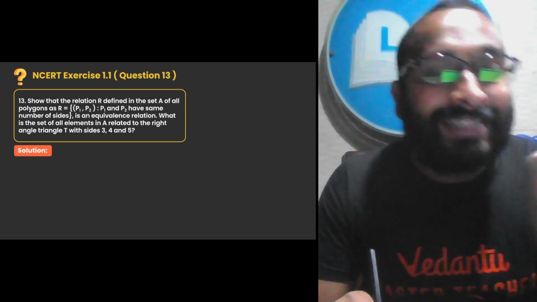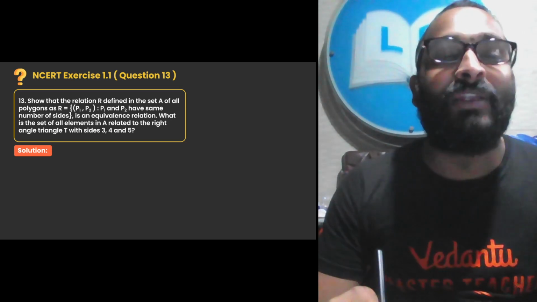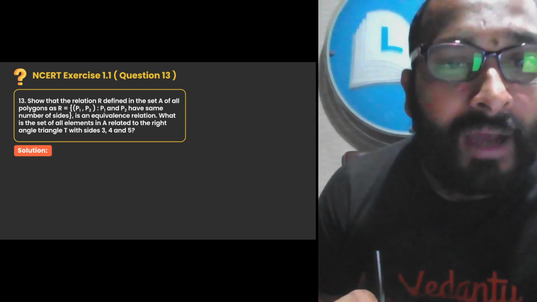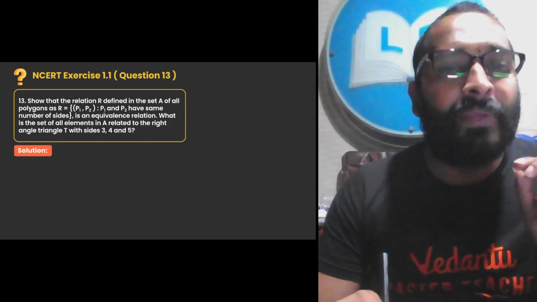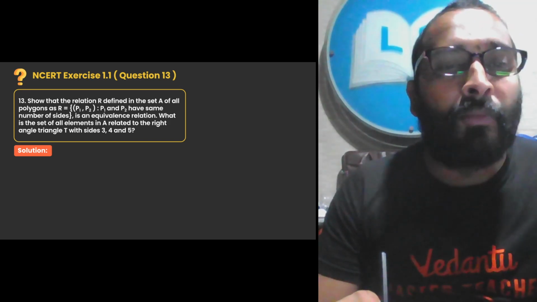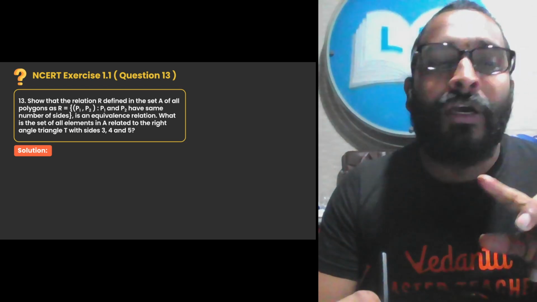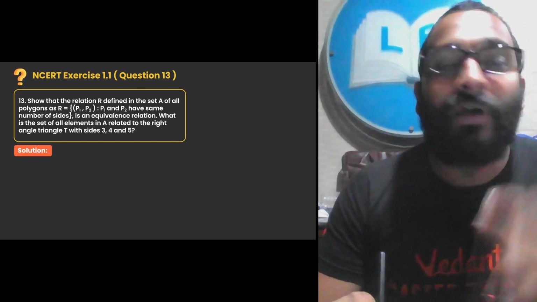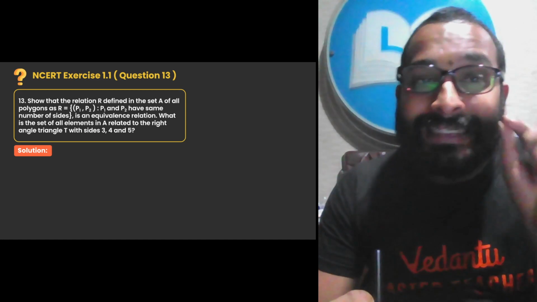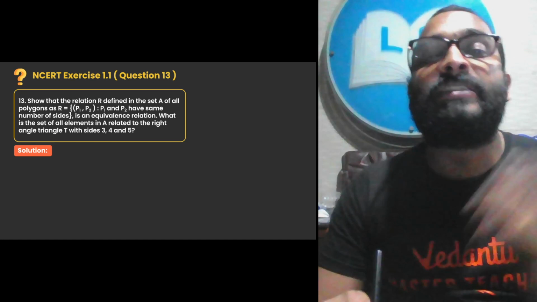So let us try to solve the 13th question of exercise 1.1 of the chapter Relations and Functions of your grade 12. Let us read the question first. Show that the relation R defined in the set A of all polygons as P1, P2, where P1 and P2 have the same number of sides, is an equivalence relation. What is the set of all elements in A related to the right triangle T with sides 3, 4 and 5?